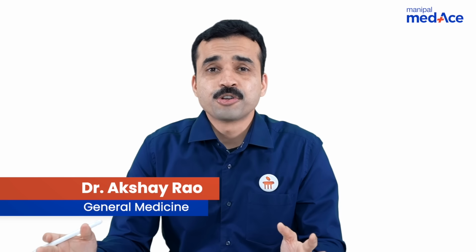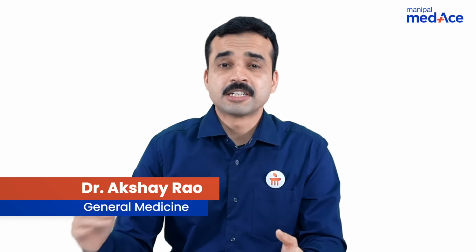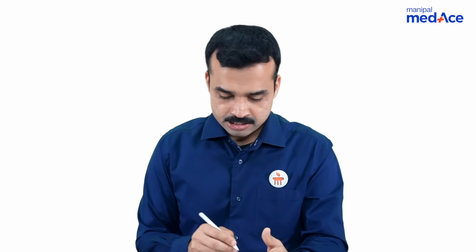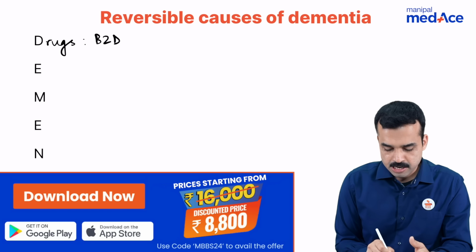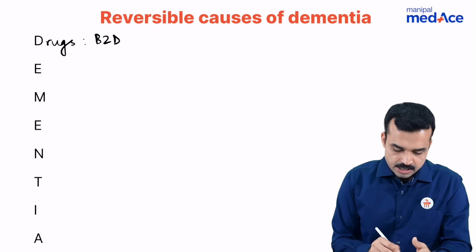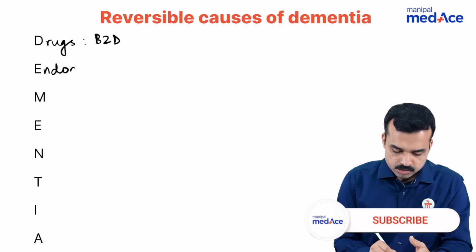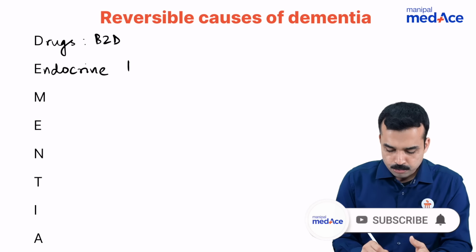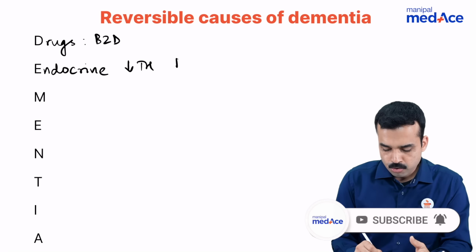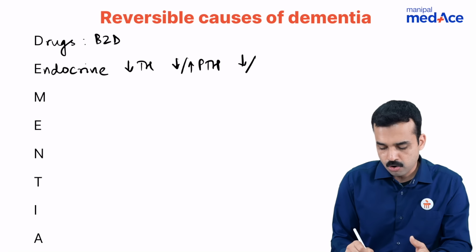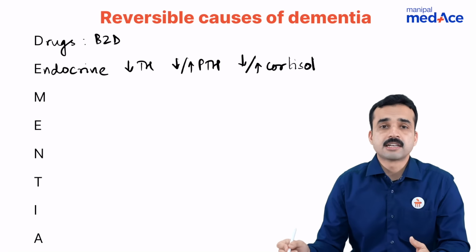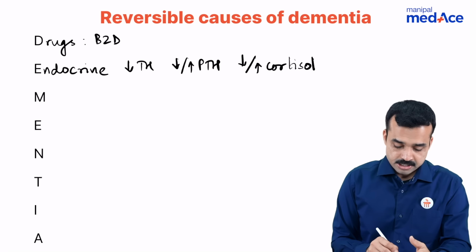Okay, dear students, how do you remember the causes of reversible dementia with the mnemonic DEMENTIA? D stands for drugs, especially benzodiazepines, which can be very commonly abused. E would stand for endocrinological causes, and these include hypothyroidism, hypo or hyperparathyroidism, and hypo or hypercortisolism. So, both Cushing's disease and Cushing's syndrome as well as Addison's disease can lead to dementia.